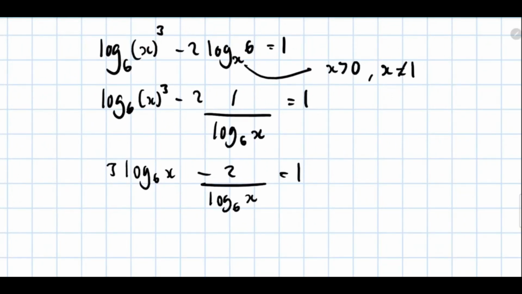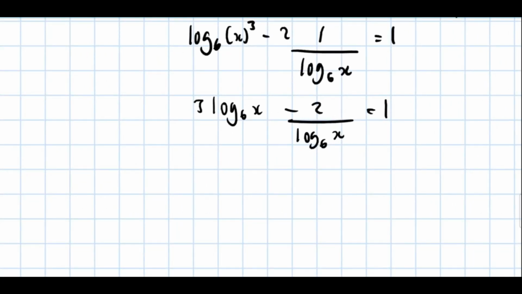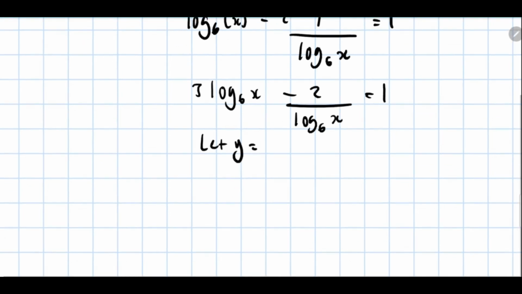Now we have some terms that we could recognize. The first one is log x base 6, and we can replace it with a dummy variable. By replacing it with a dummy variable, we recognize this particular equation, but it's not a polynomial yet. So let y be equal to log x base 6. All the terms will be replaced with y. So 3y minus 2 over y is equal to 1.